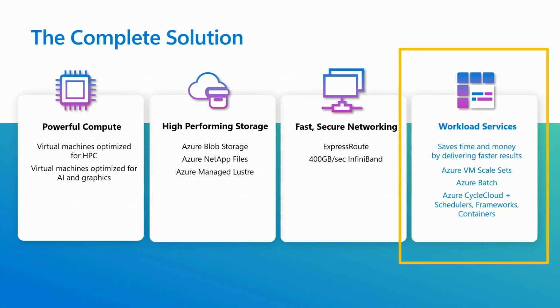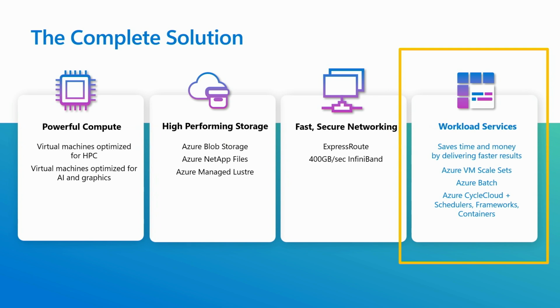So Azure does have the complete solution when it comes to running high-performance computing in the cloud. We've got the powerful compute, the virtual machines that are optimized for HPC. We've got high-performance storage for this, so specifically Azure Blob, NetApp Files, and Managed Lustre, as well as the fast, secure networking. So we've actually got enough InfiniBand in our data centers to wrap around the Earth 5 times. So it's these 3 components, networking, storage, and compute, that enable the AI infrastructure at the lowest of levels.